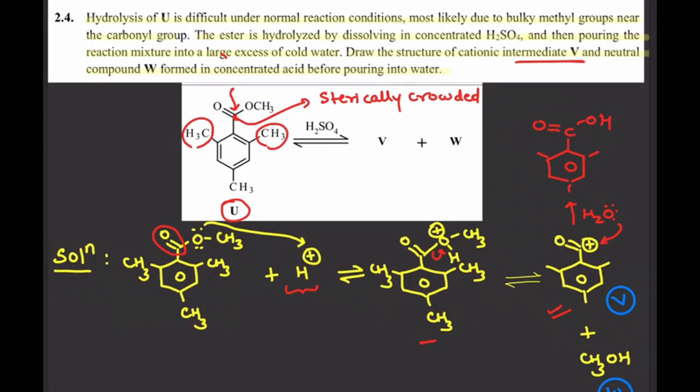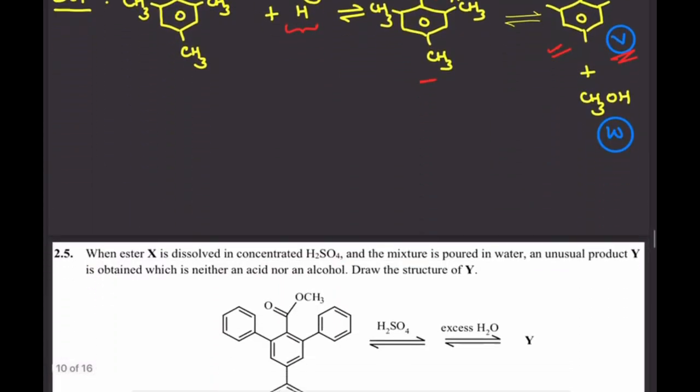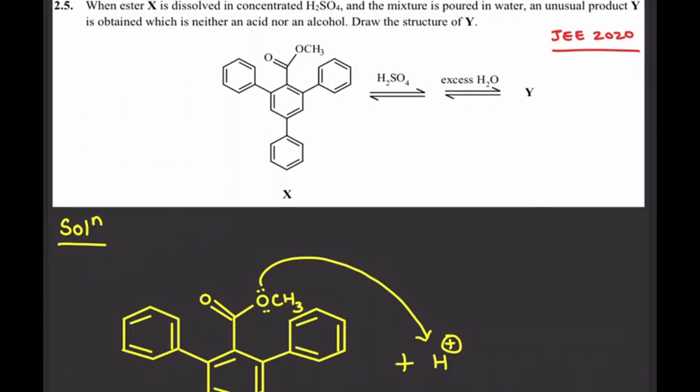The ester is hydrolyzed by dissolving in concentrated H2SO4 and then pouring the reaction mixture into a large excess of cold water. That finally will form the acid, but we had to report this V in this particular question. Let us move to question number 2.5. J 2020 asked about the hydrolysis of the same X that year. When ester X is dissolved in concentrated H2SO4 and the mixture is poured in water, an unusual product Y is obtained, which is neither an acid nor an alcohol. Draw the structure of Y.